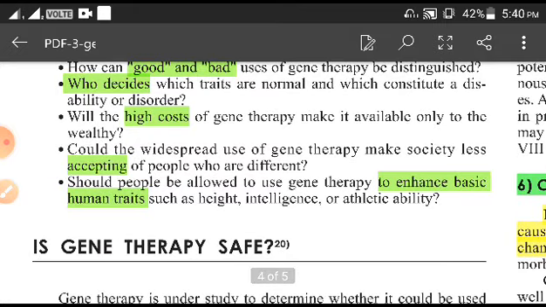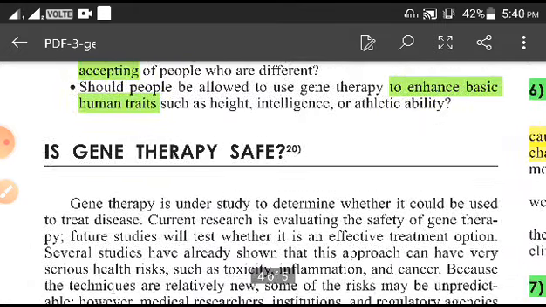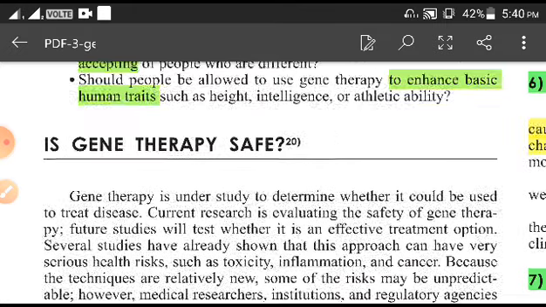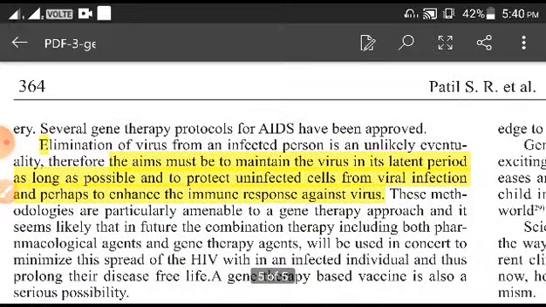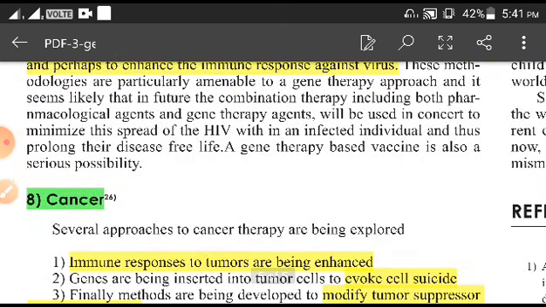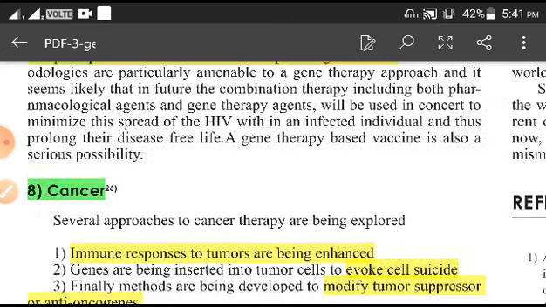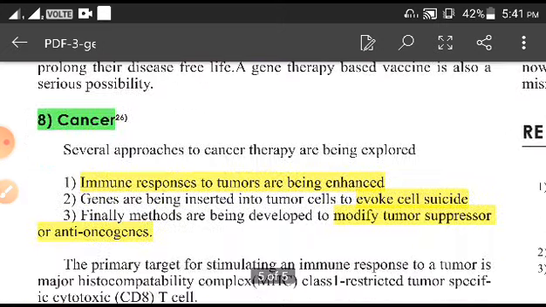And if you really want to read more, there is one more topic further on, called is gene therapy safe? So the aim must be to maintain the virus in its latent period as long as possible, to protect uninfected cells from viral infection, and perhaps to enhance the immune response against viruses. So in some cases it can be good, in some cases it cannot be good, like that is the case.